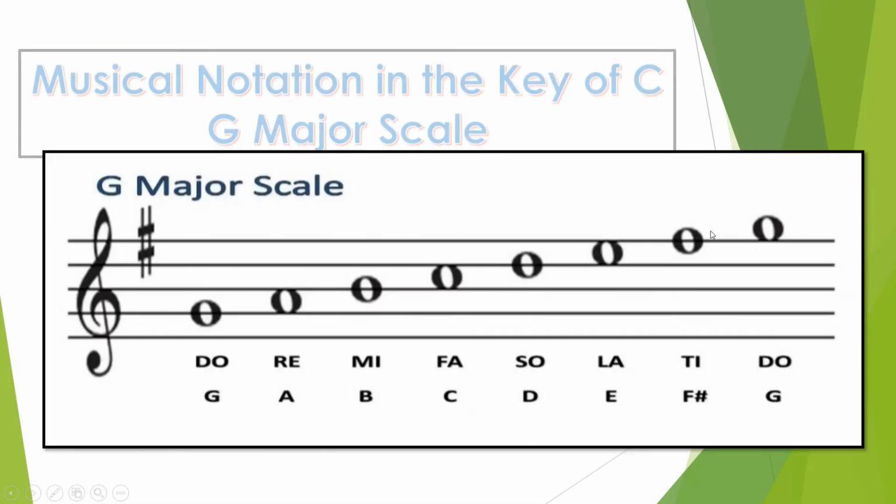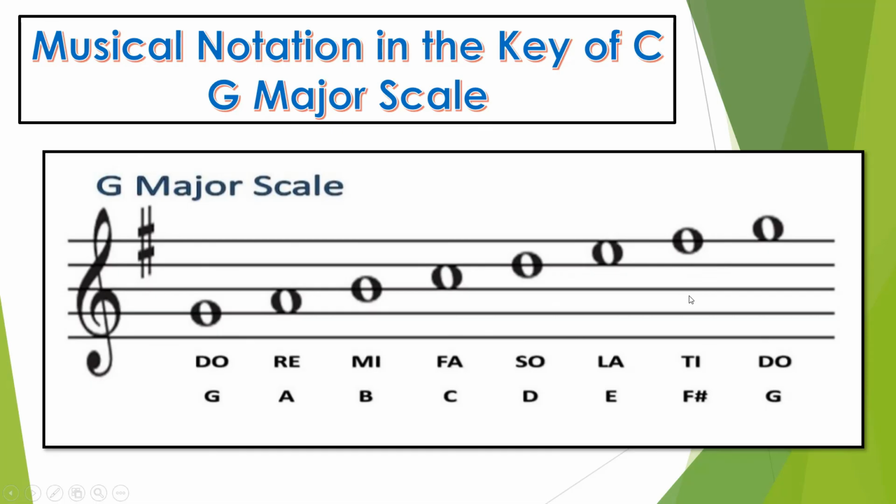Now let's talk about the musical notation in the key of G, or the G major scale. This is the G major scale. It starts with the pitch name G and it has a sharp. So we have G, A, B, C, D, E, F sharp, and G. This is the lower Do and this is the higher Do.